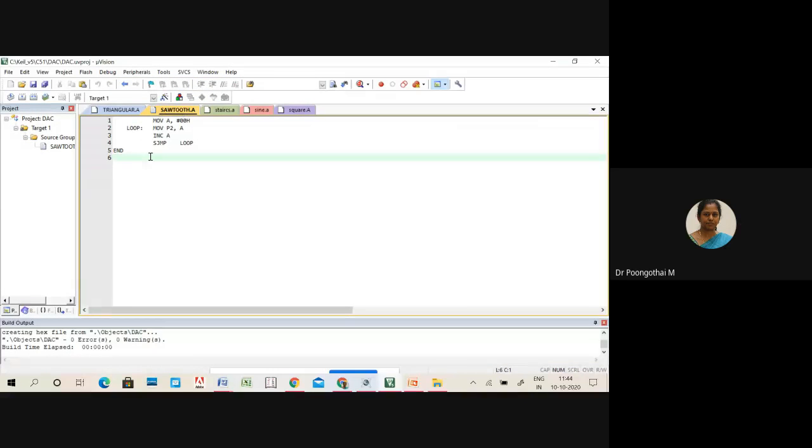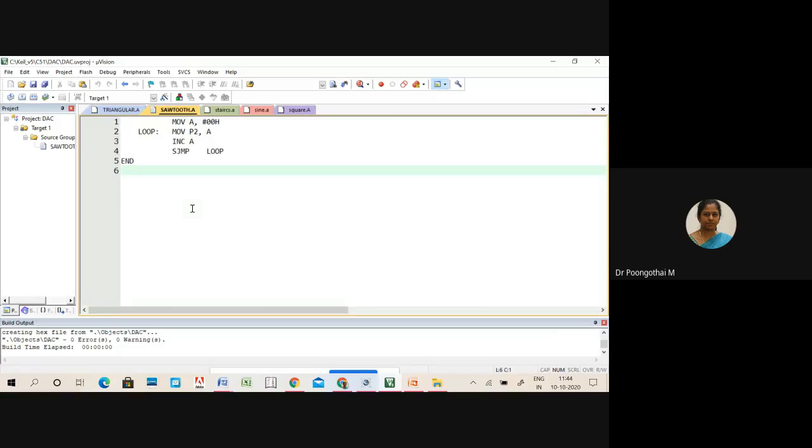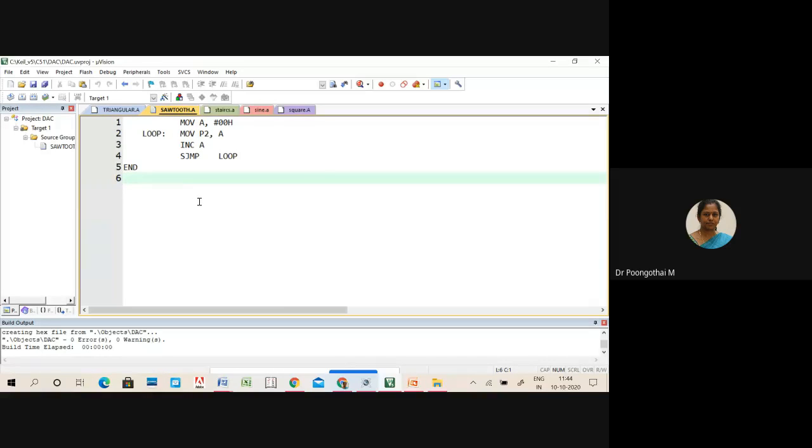So this is the code for your chart. It's very simple code. First, our accumulator is initialized with 0, moving 00 to P2, perform the increment operation. Continuously, the value will be incremented. After reaching the maximum value, your accumulator is cleared. Again from 00 to FF and FF to 00.